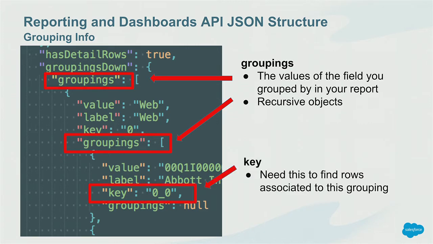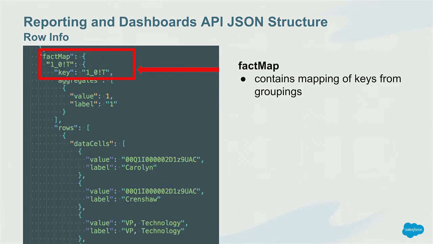The last piece to remember here is this key. We're going to need this key to find the rows associated to this grouping. Remember, I still don't have the row data yet. This is just the labels for the groupings. So this key, remember that syntax. In here, it's 0 underscore 0. So it's a number, an underscore, and another number. And that'll help you find out where is this key. And the key will come into play on this side.